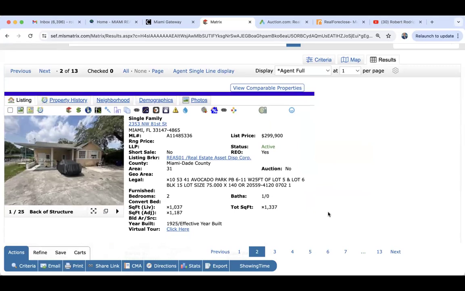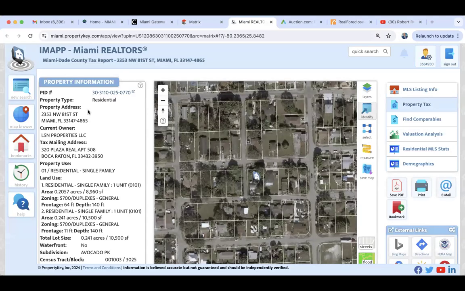Well, first, we need to find out what the market value for a house this size in this neighborhood is. So I'm going to use IMAP. Right up here, there's a little I symbol. That's the IMAP symbol. We're going to go ahead and click there, and that's going to help us determine a market value for this property.